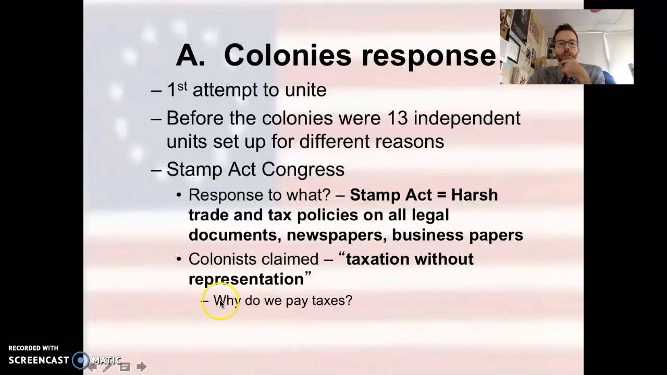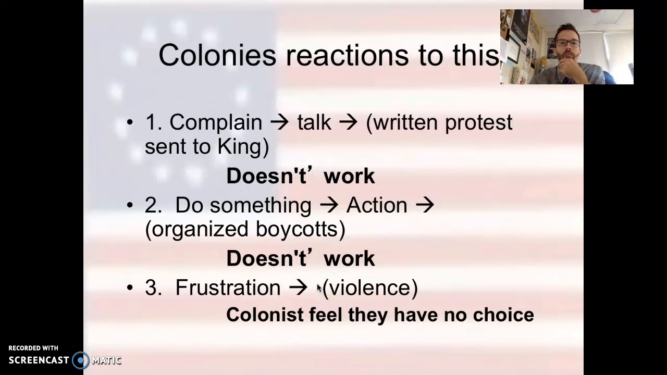Okay. And you think about why we pay taxes. You know, you or your parents, or if you're 18, you have a voice, okay? And you pay money to the government. And then the government represents you and they provide services for you. And the colonists are feeling that they are not being represented. So they're going to fight back.